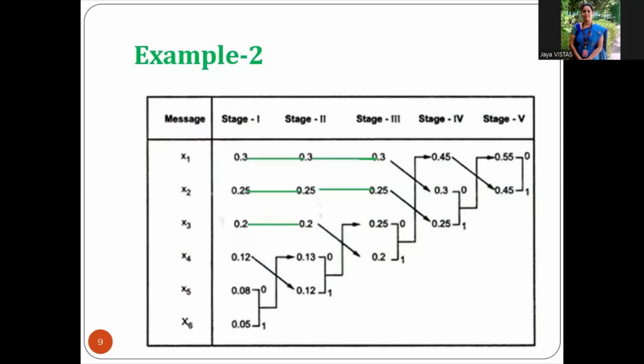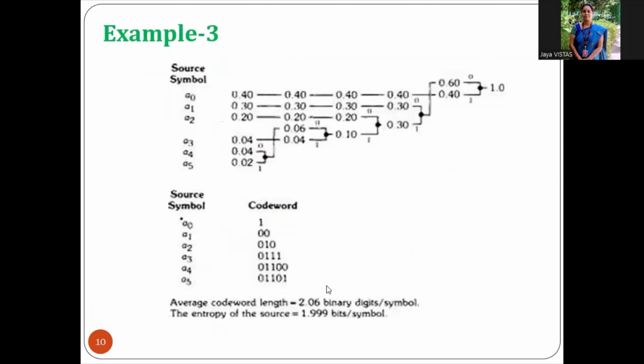So we can exchange the MSB and LSB. So it is 1, 0, 0, 0. Okay. Then x6 is 1, 0, 0, 1. So this is the code word for x6. Then after that, we can calculate the entropy and the efficiency of the source.